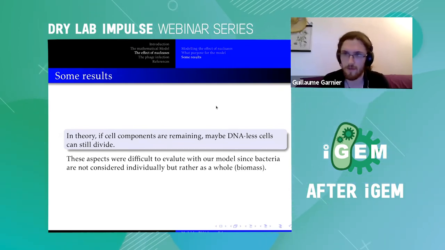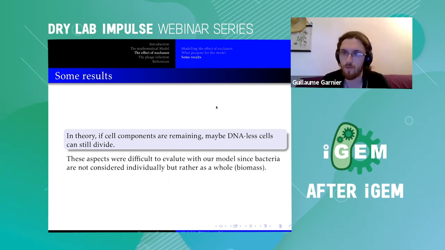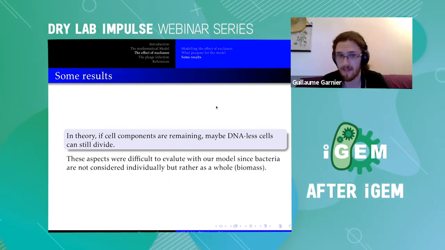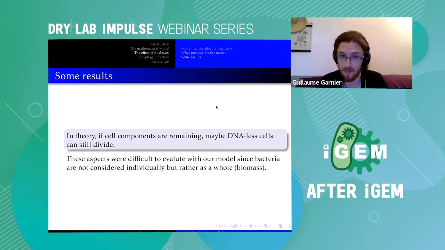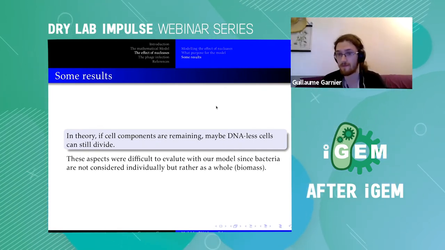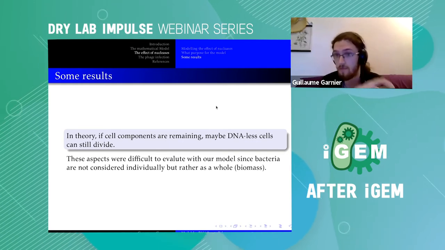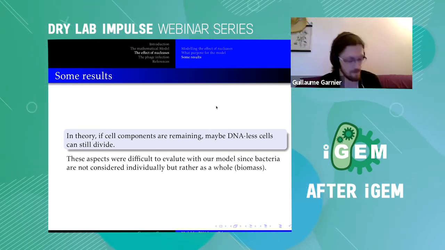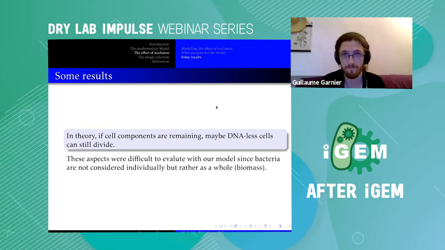Sadly for us, the mathematical model was unable to explain that, because our model considered mainly the bacterial populations as a biomass, not as a single bacteria.